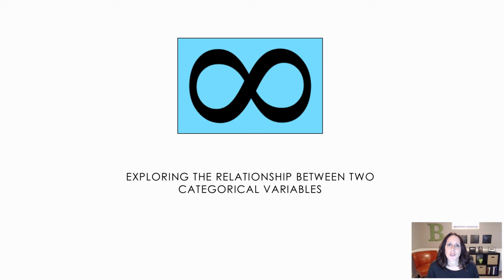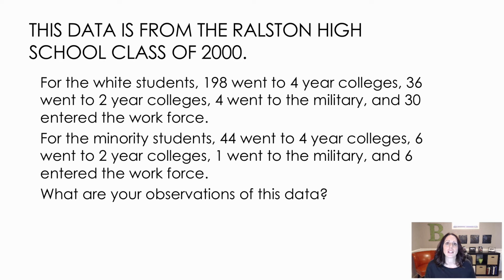In this lesson, we're going to explore the relationship between two categorical variables. So here is some information from a local high school. For the white students, 198 went to four-year colleges, 36 went to two-year colleges, 4 went to the military, and 30 entered the workforce. For minority students, the numbers were 44 to a four-year college, 6 to two-year colleges, 1 to the military, and 6 entered the workforce.